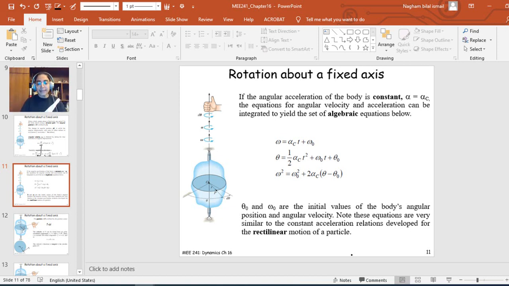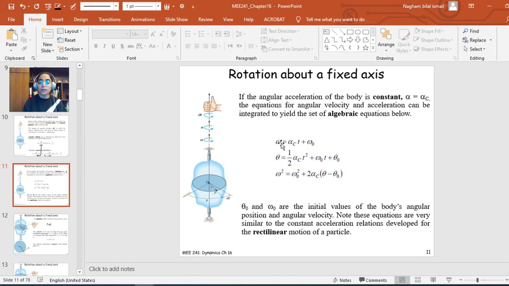And as in the case of the general motion, when the acceleration is constant, this could also be applied here by doing simple integration. So if the angular acceleration of the body is constant, alpha is equal to alpha constant, the equations for angular velocity and acceleration can be integrated to yield this set of algebraic equations that could be used also in our problems. So I know, guys, that if a is constant, then v will be equal to at plus v0. So if you replace v by the angular velocity, which is omega, and a by the angular acceleration, which is alpha, you're going to have the same equations.